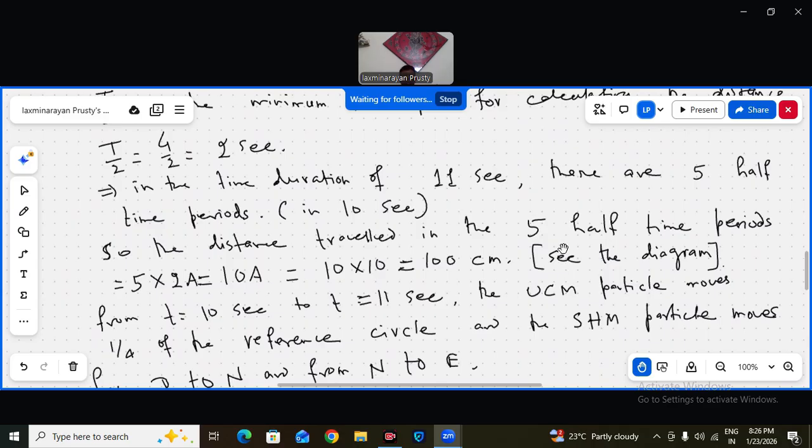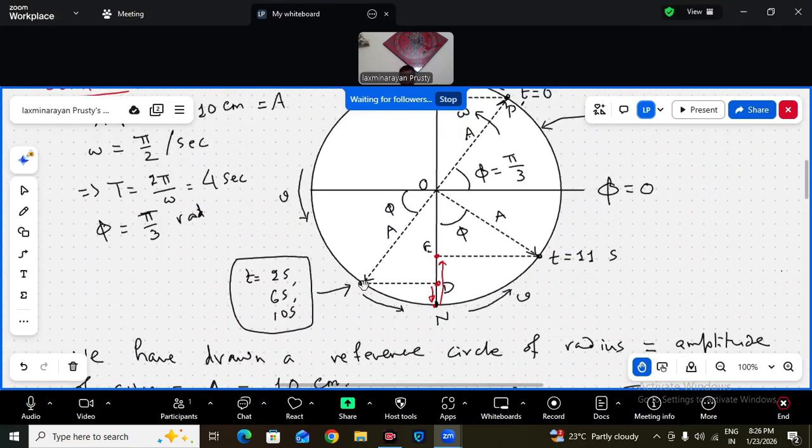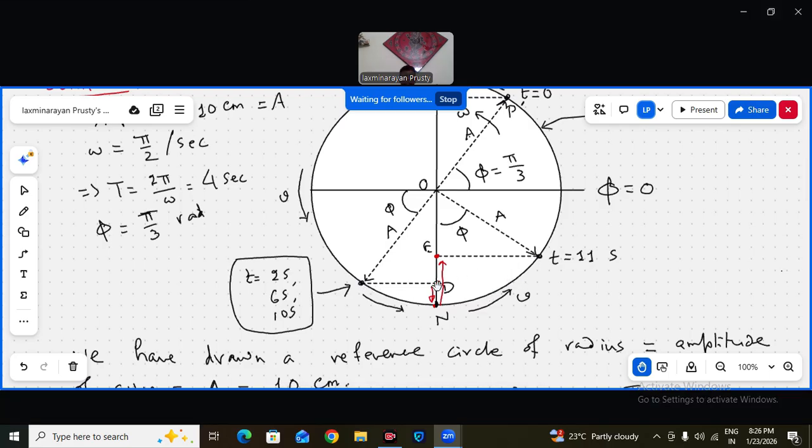So what distance is traveled? Each half time period travels 2a distance. So 5 half time periods, 5 into 2, 10a, 10 into 10, 100 centimeter. So from t equal to 0 to t equal to 10 seconds, it travels 100 centimeter. Then the last 1 second. Come to the diagram, how easy it is. From here to here the UCM particle will go, its projection will go from D to N first. After that it goes from N to E, its projection.